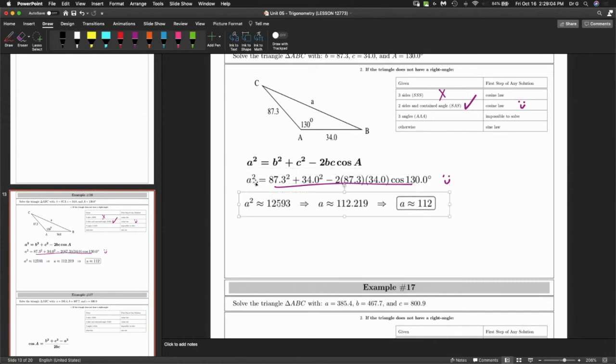Anyway, there's the answer. A squared is 1, 2, whatever, 593. But remember that you've got to go from here to here. Don't forget that square root.